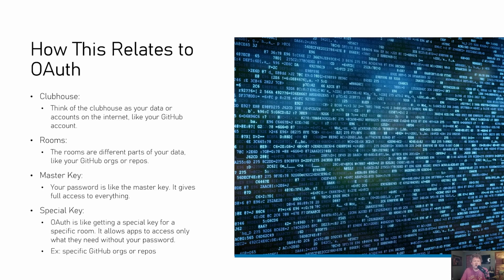So how does this relate to OAuth? Well, first, the clubhouse. Think of the clubhouse as your data or the accounts on the internet, like your GitHub account. Think of the rooms as different parts of your data, like a GitHub organization or your repositories. The master key is your password. It gives you full access to everything. And then finally, that special key, well, OAuth is like getting a special key to a specific room. It allows apps to access only what they need without your password.